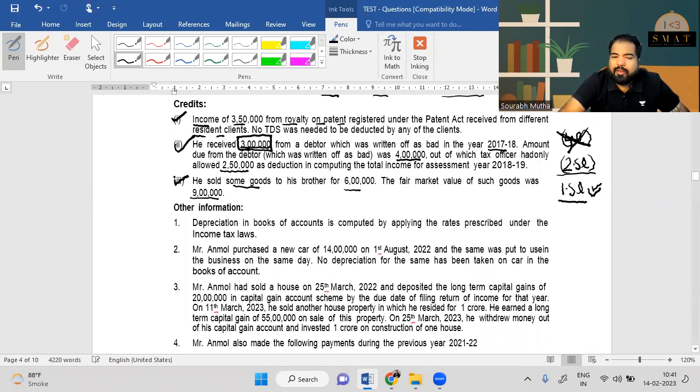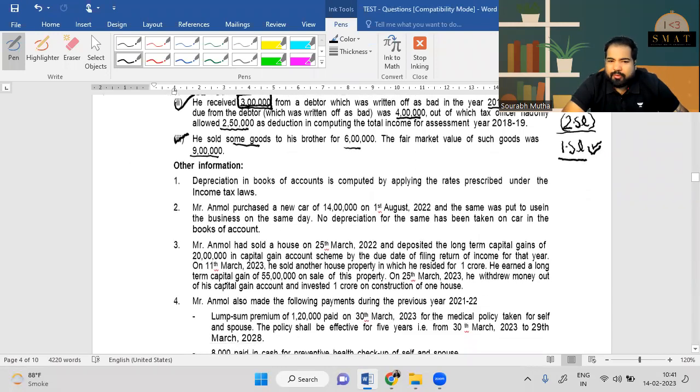So here, do we have any adjustments? No, we don't have any adjustments. Moving ahead to other information.